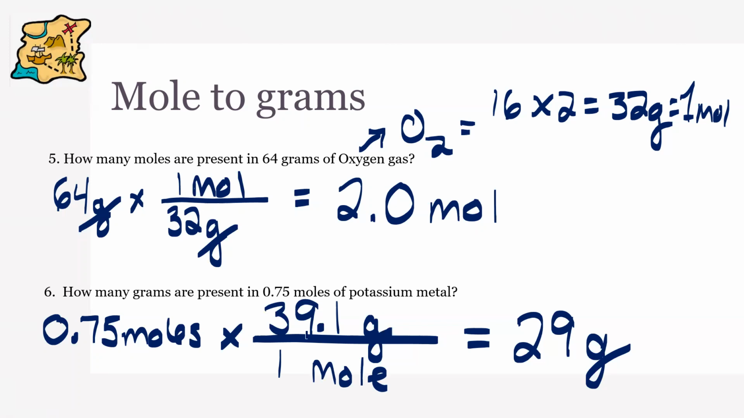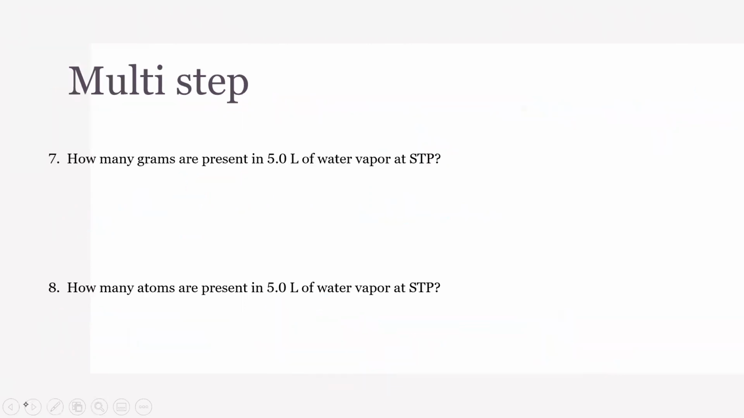Then next, we'll try some multi-step problems. It's important to note that when we're converting, mole is kind of a pit stop because we have a conversion from everything to mole. So in this problem, when we have grams and liters, we have to stop at mole in between.